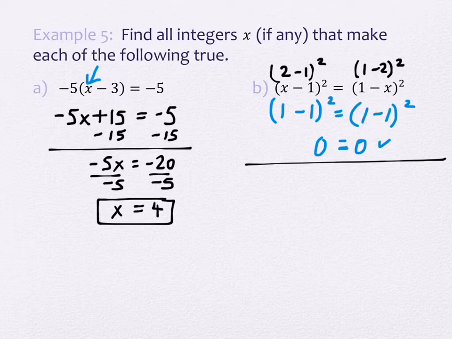Okay, but then I have to square them, right, Gretchen? Yeah, so on the left-hand side I get a positive 1 and then I square it. On the right-hand side I get a negative 1 and I square it. What happens? You get the same thing, right? You do.